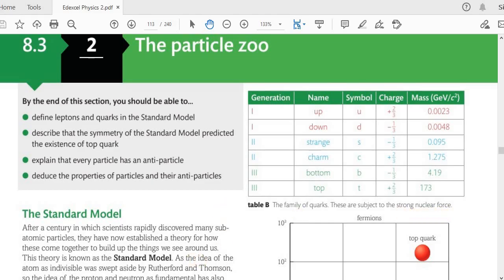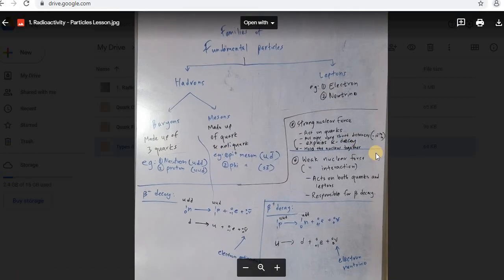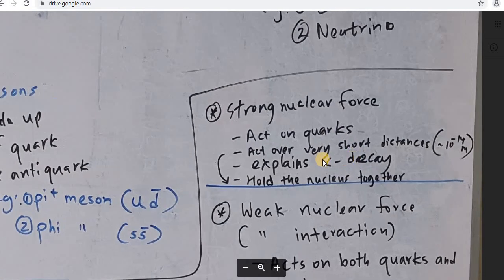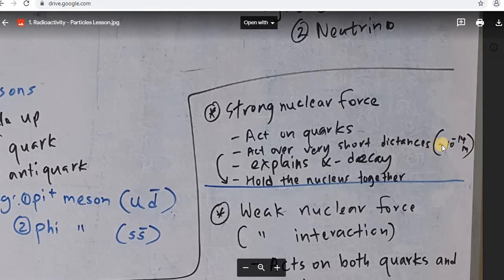Like I said, we will see the details. I have also indicated this in the notes. So over here you can see this is the note of the lesson. Strong nuclear force acts on quarks, acts over very short distances, explains alpha decay, holds the nucleus together. In the nucleus you have protons and neutrons. Protons repel each other, so how can the nucleus stay together? The nucleus stays together because of the strong nuclear force. And remember, this strong nuclear force acts over very short distances, in the range of 10 to the power minus 14 meters.